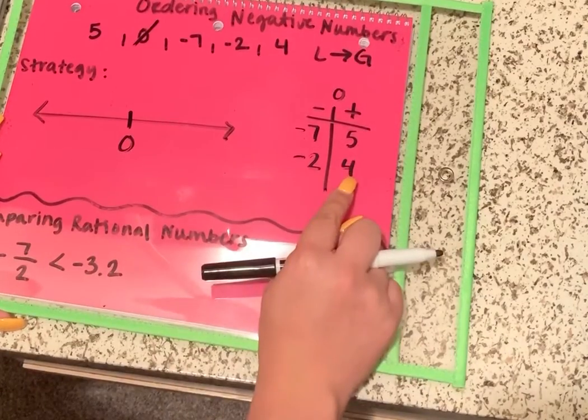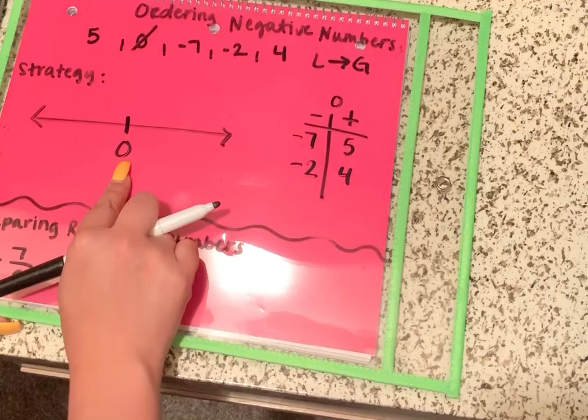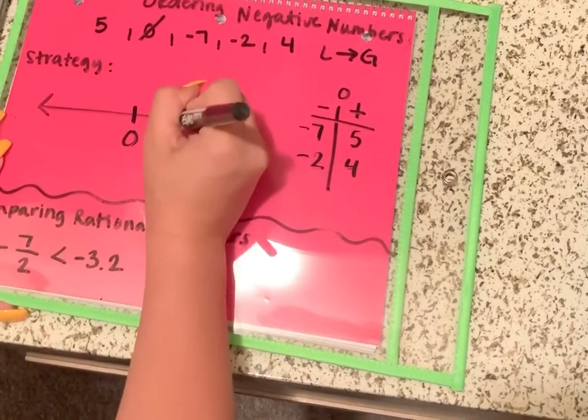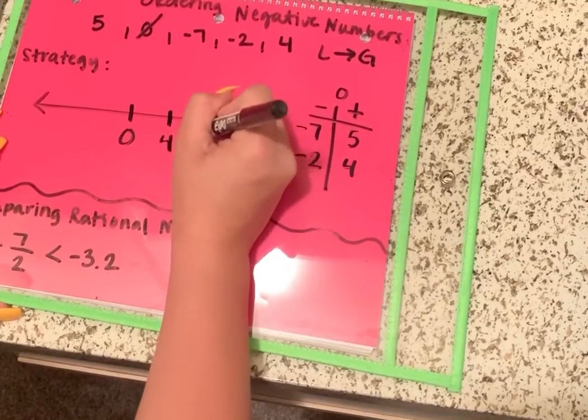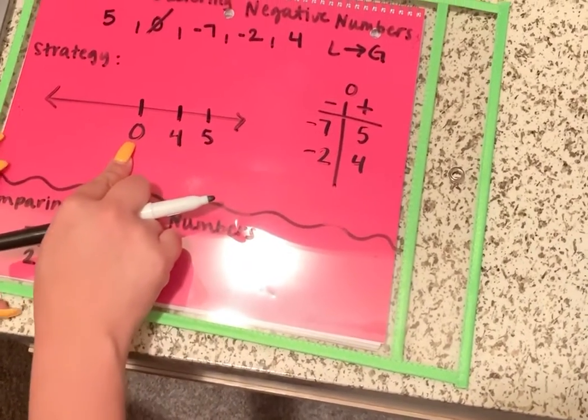Then I want to start with 4 and 5. So what number comes to the right of 0? That would be 4. And then after that would be 5. So 5 is bigger than 4. 4 is bigger than 0.